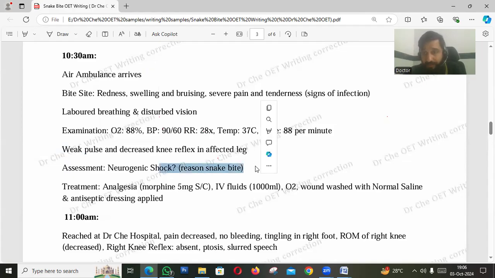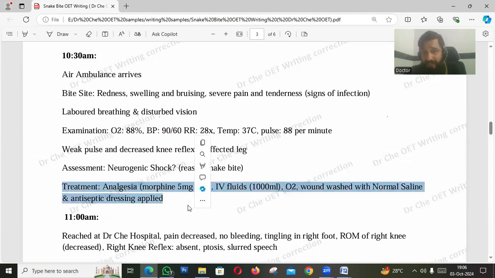So this diagnosis you can mention briefly, and then in the treatment you will not mention each and everything, just the main thing, okay? IV fluid, analgesic, and the wound was washed with normal saline and antiseptic solution, okay? Can anybody try to make some sentences just quickly, and tell me how you're going to organize this paragraph?